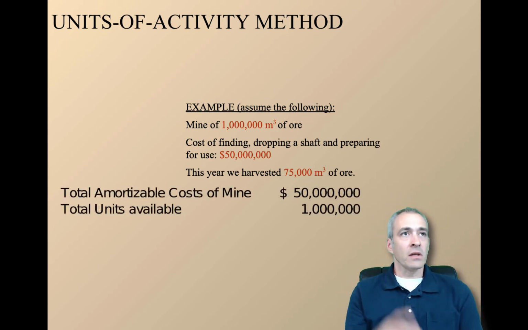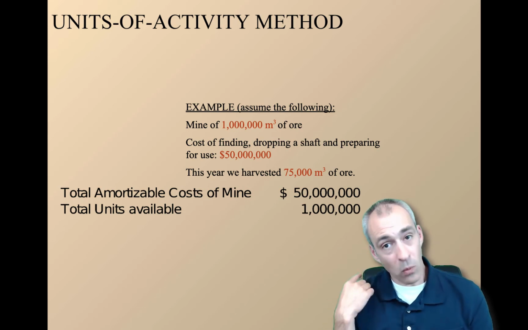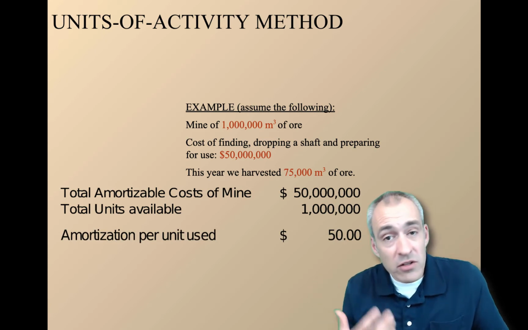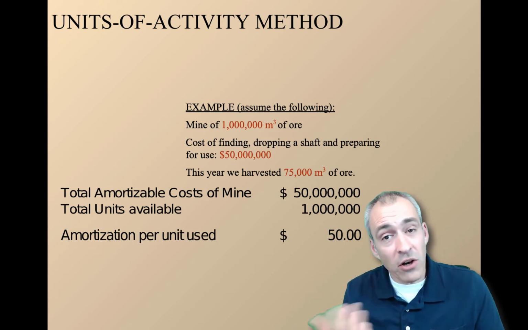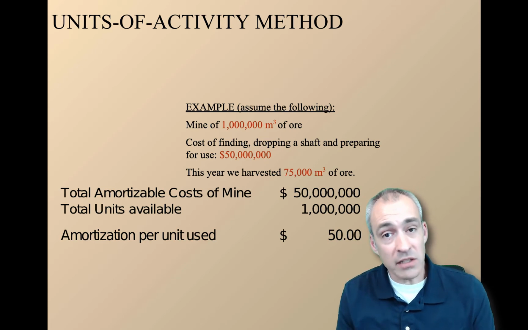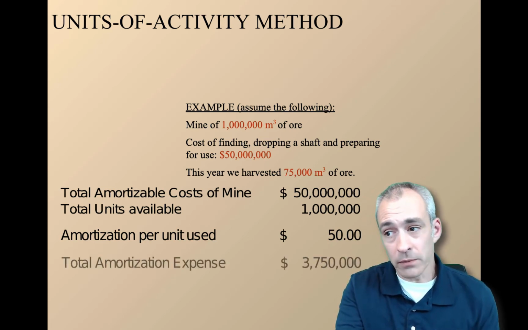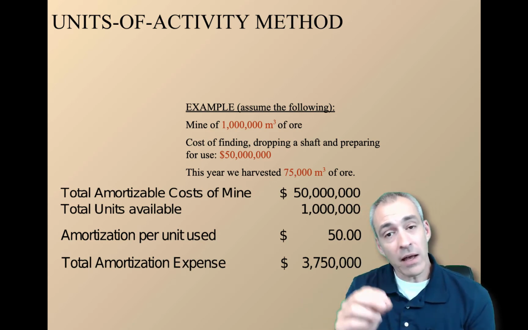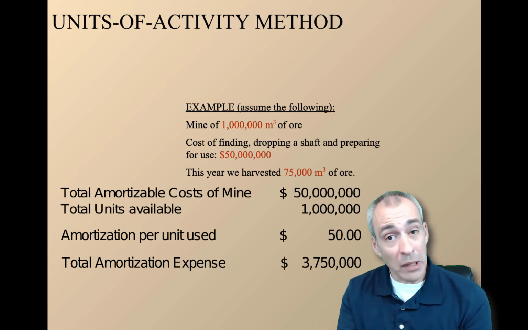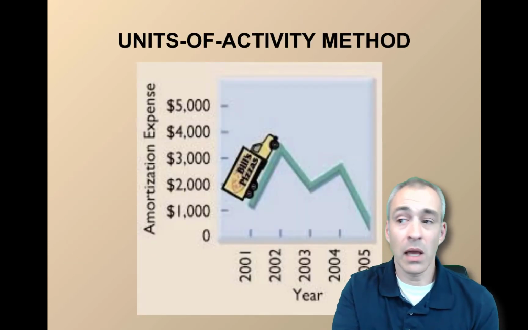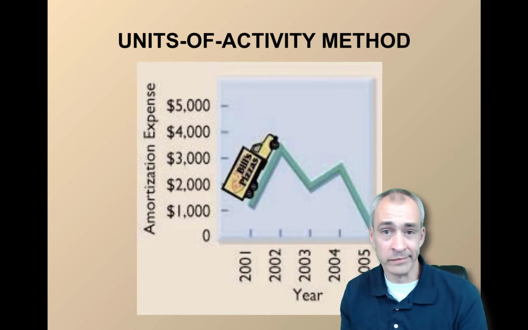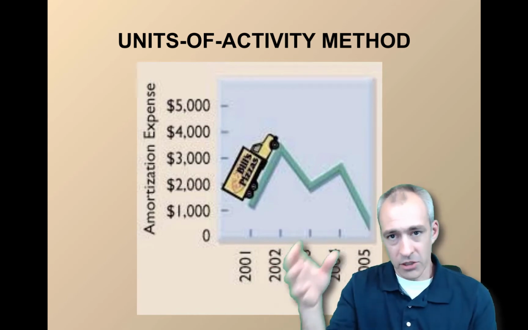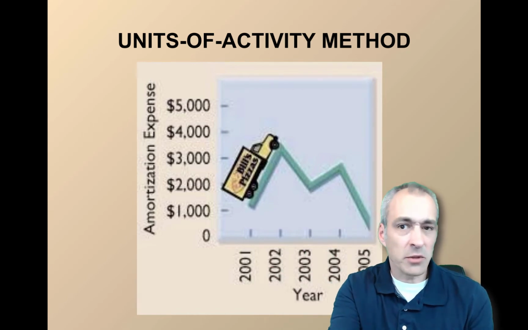So the mine's worth 50 million, units available 1 million. This is the first equation. It's like straight line. It doesn't say there's any salvage value, so it's just $50 million divided by 1 million units. So the amortization cost is $50 per cubic meter of ore. The amortization expense is simply 75,000 cubic meters extracted times $50 per unit. And then you get this sort of random figure, depending on however many units you pull out of the mine, right? So you'll have an erratic shape to your amortization expense over time, sometimes. Make sense?